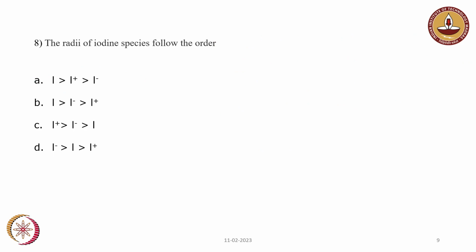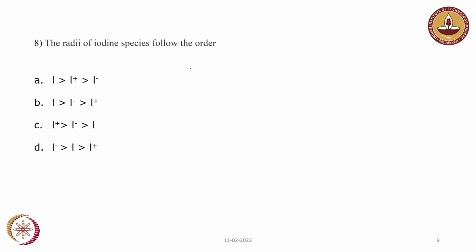Next question is, the radii of iodine species follow the order. A is I greater than I plus greater than I minus. B is I greater than I minus greater than I plus. C is I plus greater than I minus greater than I. And D is I minus greater than I greater than I plus. We had discussed a similar question in the previous session.